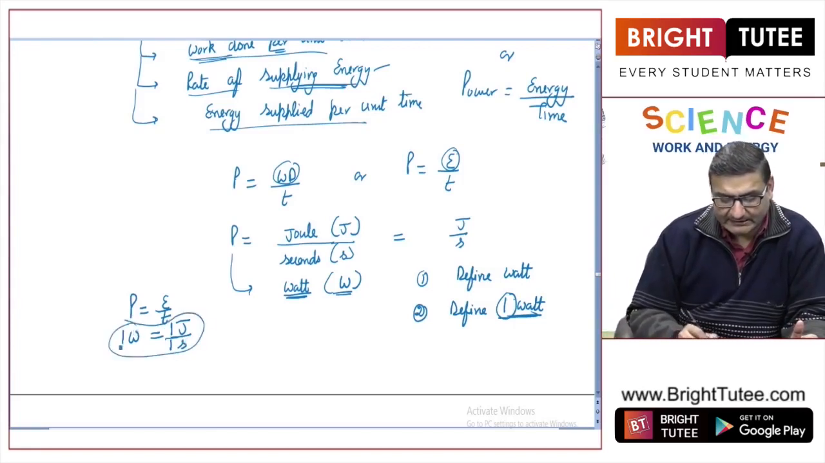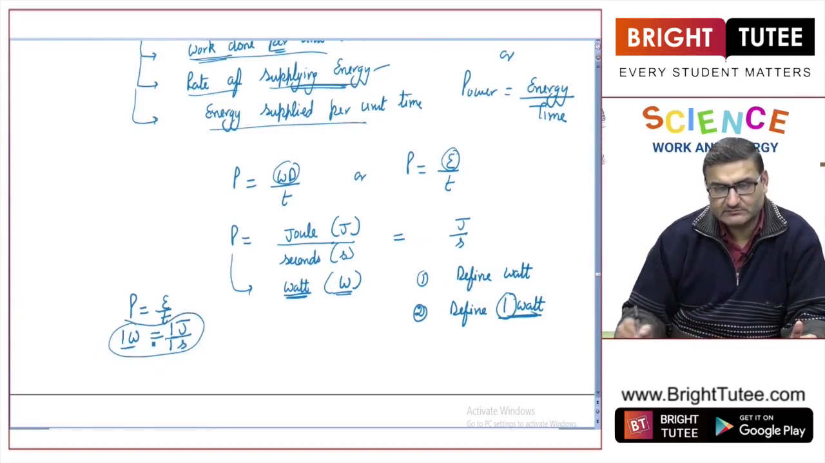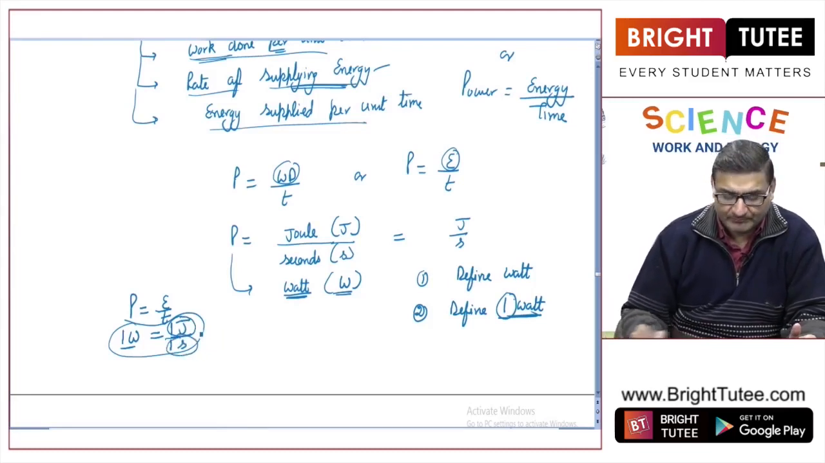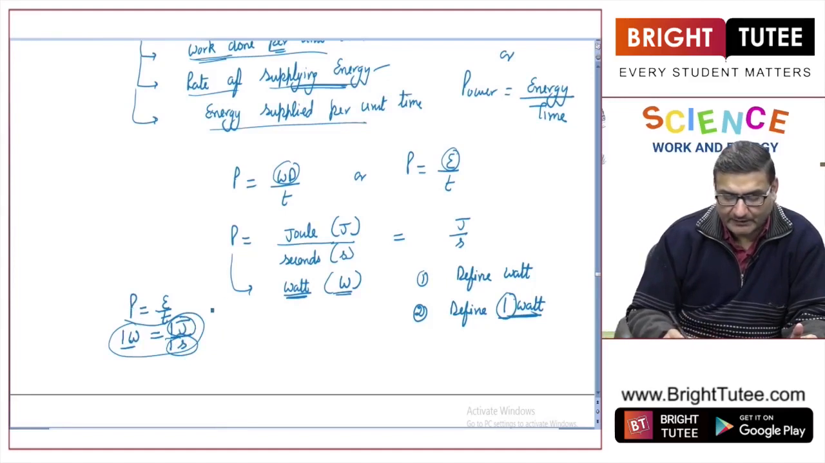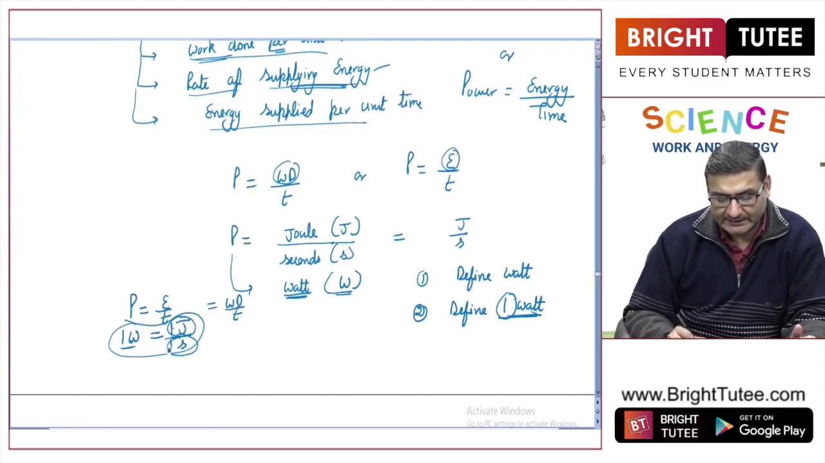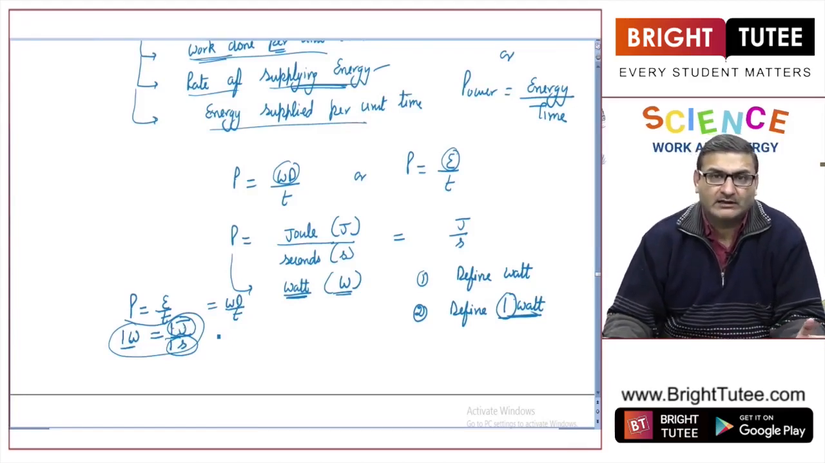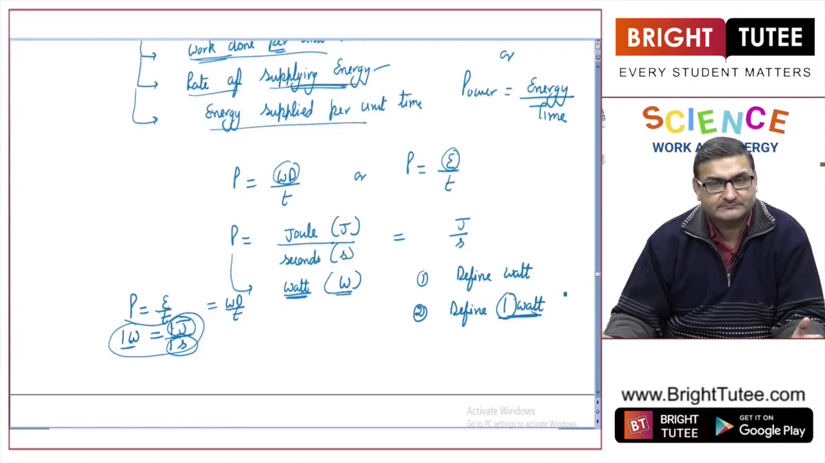Right? So how will I define it? I will say that the power of a source is 1 watt if 1 joule of energy is supplied to it in 1 second, or 1 watt will be the power if, relating the formula work done upon time, 1 joule of work is done by it in 1 second. Got it? Fine. So this is how we are going to define 1 watt and of course watt.